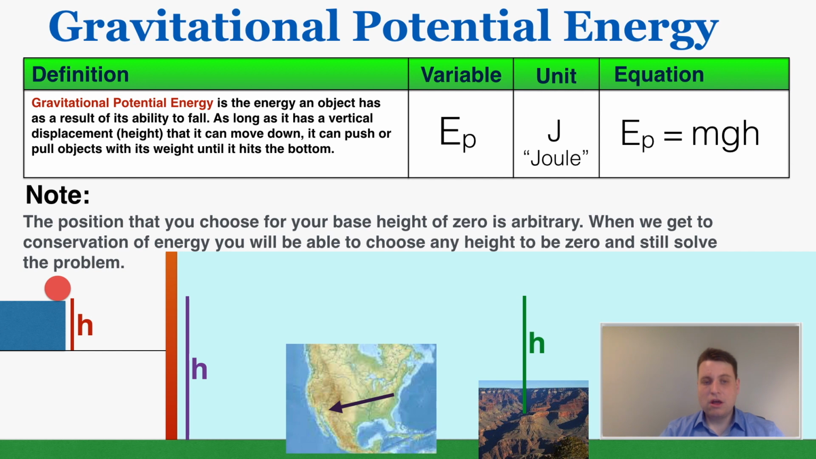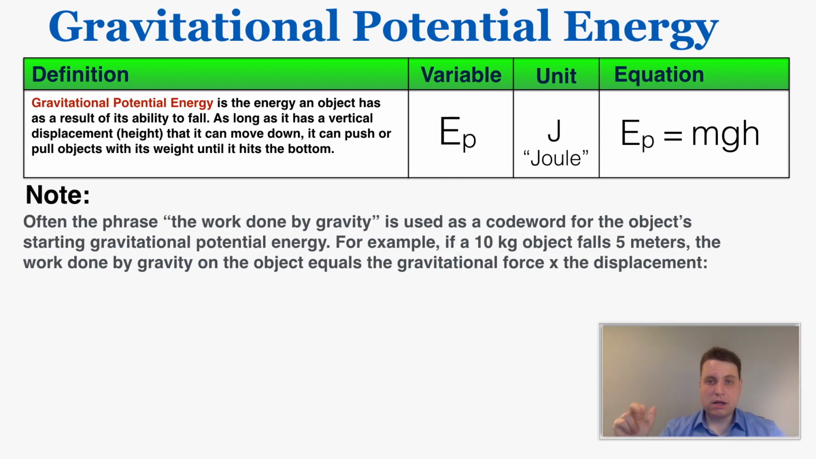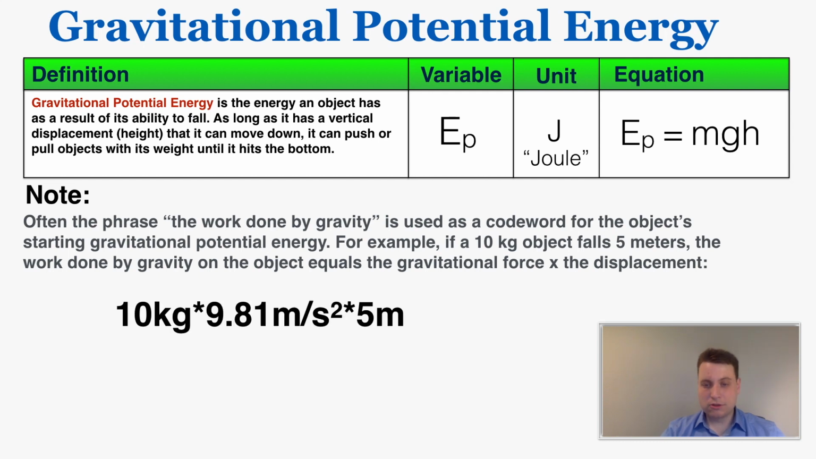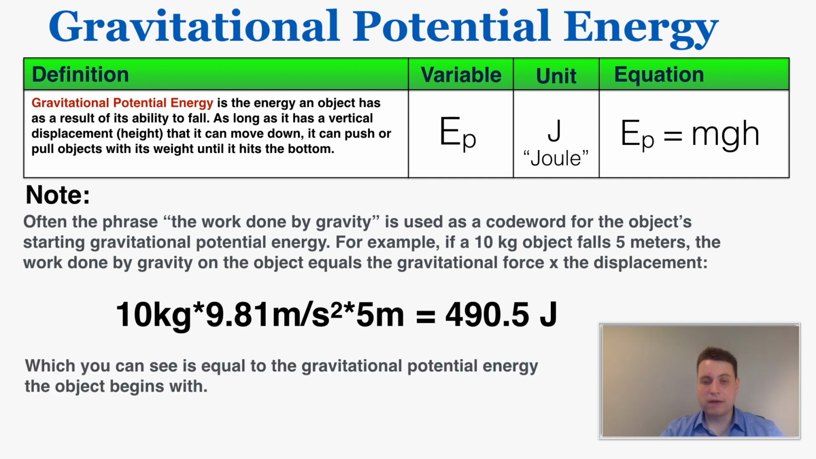One last thing to note, often the phrase the work done by gravity is used as a code word for the object's starting gravitational potential energy. For example, if a 10 kilogram object falls 5 meters, the work done by gravity on the object equals the gravitational force times the displacement, which is equal to its potential energy, which would be 490.5 joules. So that's what you have to know about gravitational potential energy.